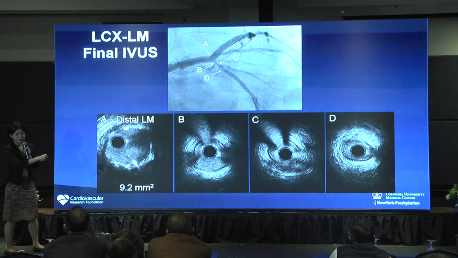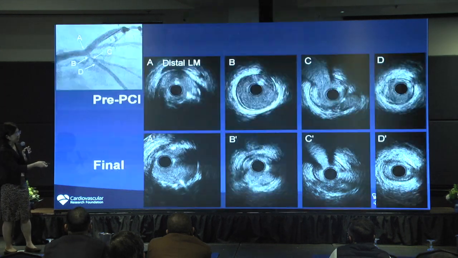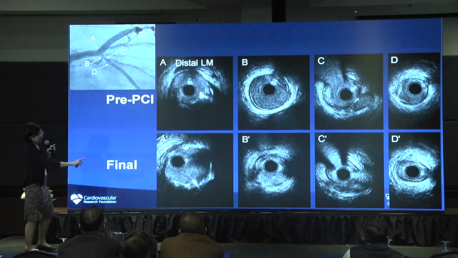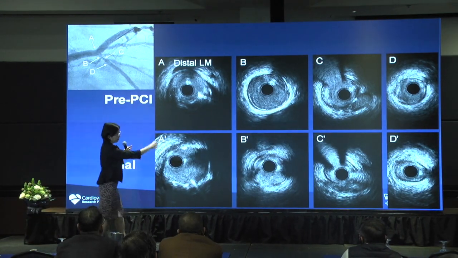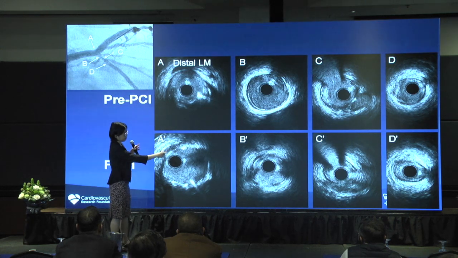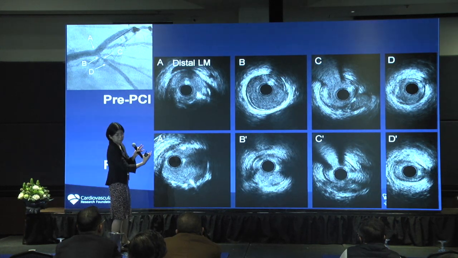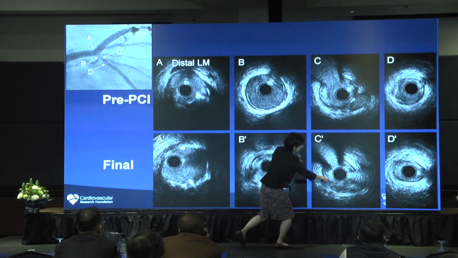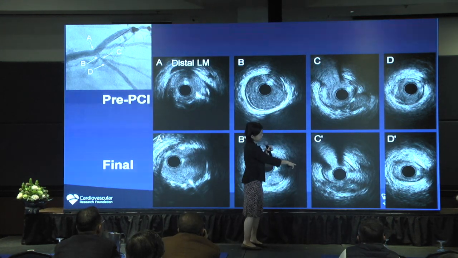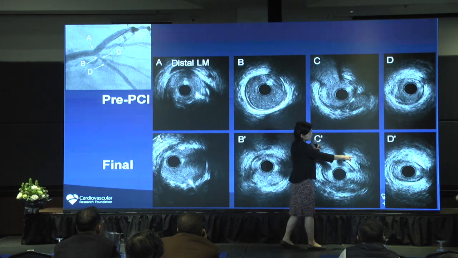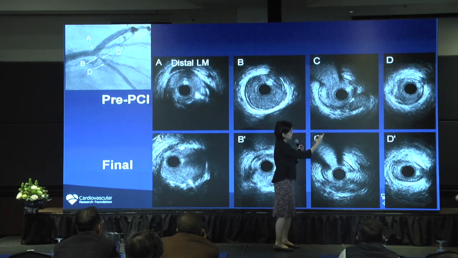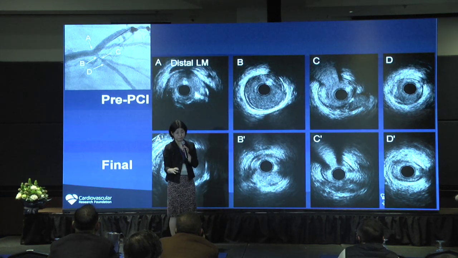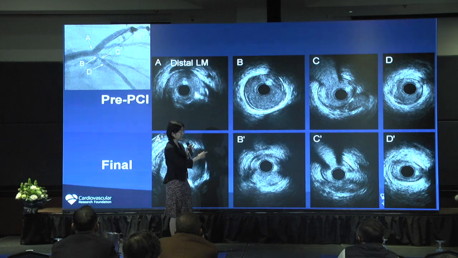But this IVUS is quite confusing, so I'm just putting them side by side. This is before, and this is after. So this portion is the same, there is no dissection, but something funny because it looks small. In the next picture, outside here is something funny, but compared here, this is definitely a side branch. And here, no change in terms of the plaque, but the vessel looks small. So altogether, we think this is all spasm. I don't think this is disease.